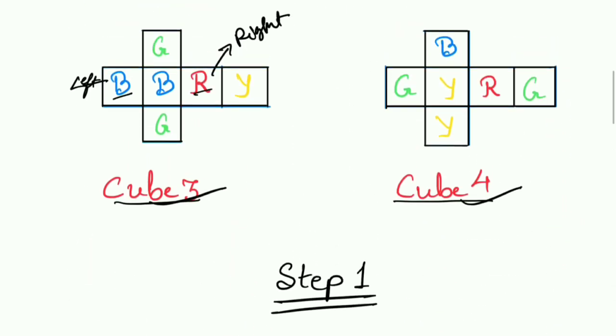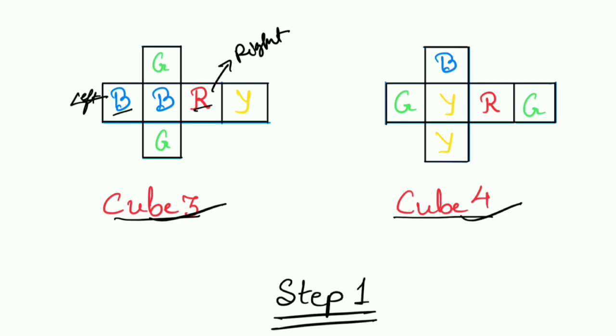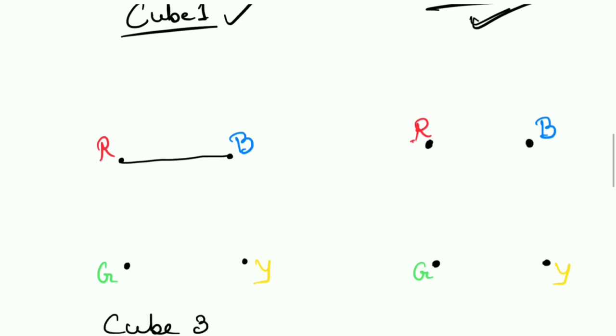Again, we will check top and bottom. Top is green color, bottom is also green color, so green goes to green. It goes to the same vertex itself, that is a loop.